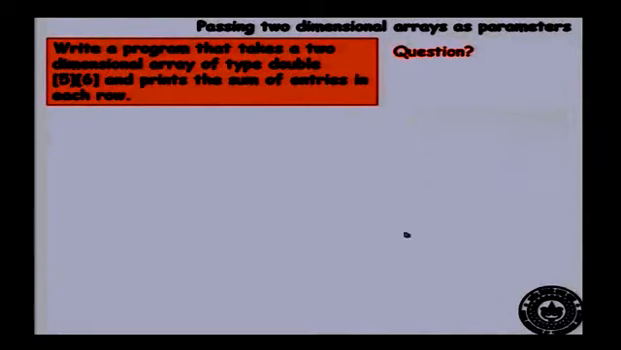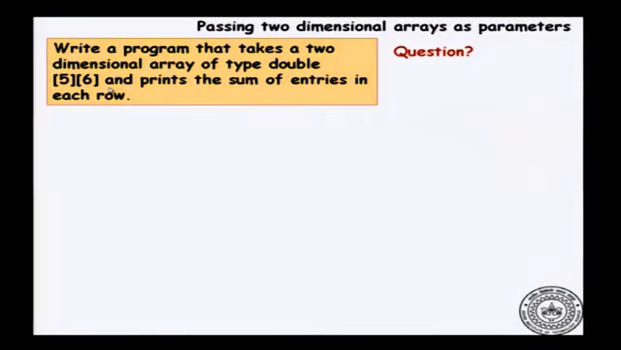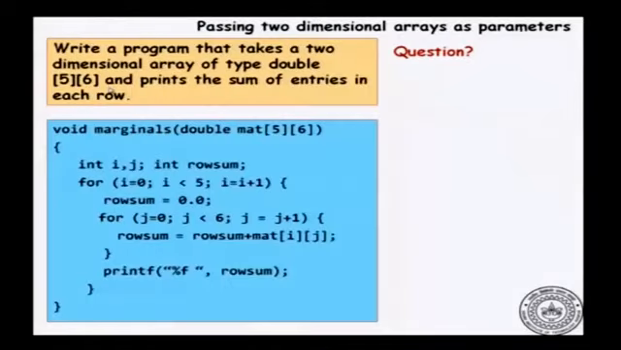Suppose I want to take a 2-dimensional array of type double 5 by 6 and print the sum of entries in each row. This is similar to a matrix program that we have seen much before. Given a 2D matrix, for each row you have to find the sum of elements in the row and just print it out. In mathematics this is often called marginals. So, let us just compute the marginals.